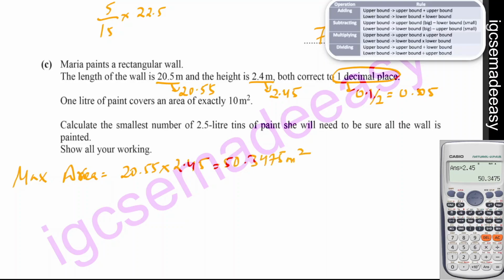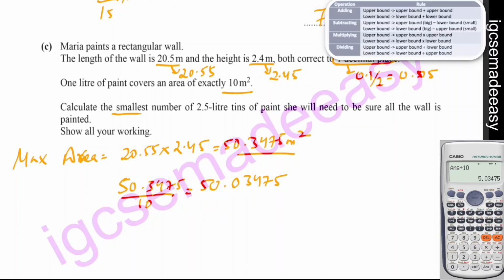50.3475 meter square. But here we have to calculate how much 1 liter of paint covers. Exactly 10 meter square. So this is the total meter square of the area. We will find the number of liters by dividing 50.3475 by 10. If I divide this by 10, I'll get an answer of 5.03475.